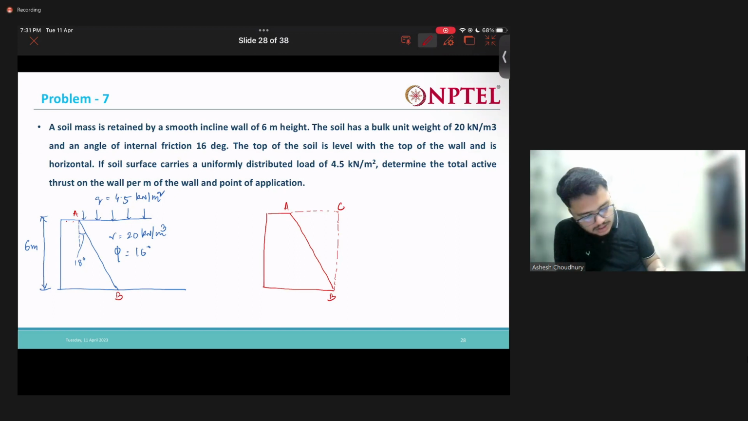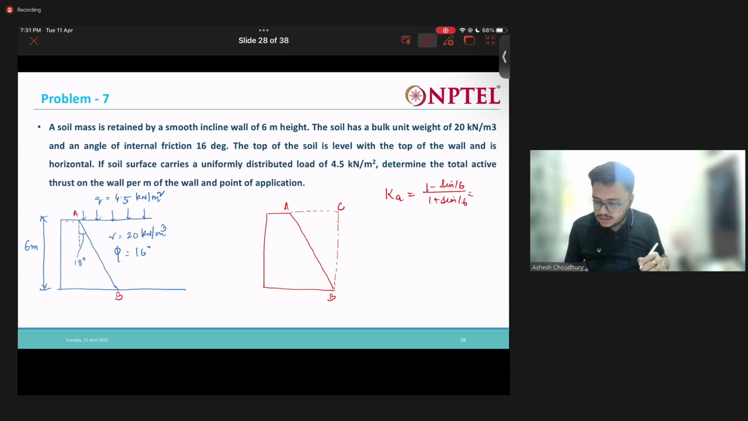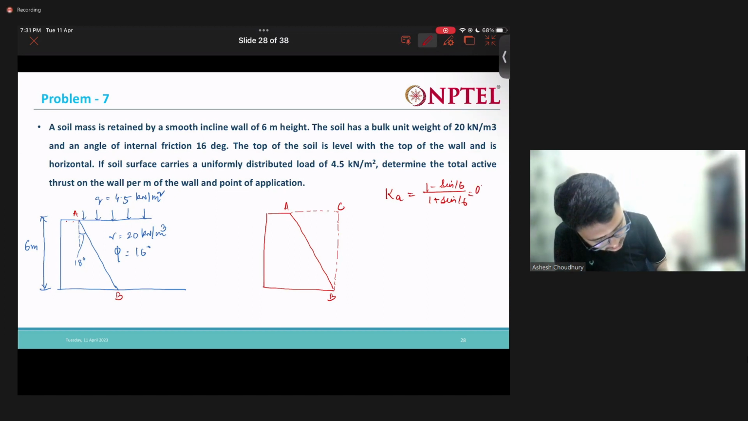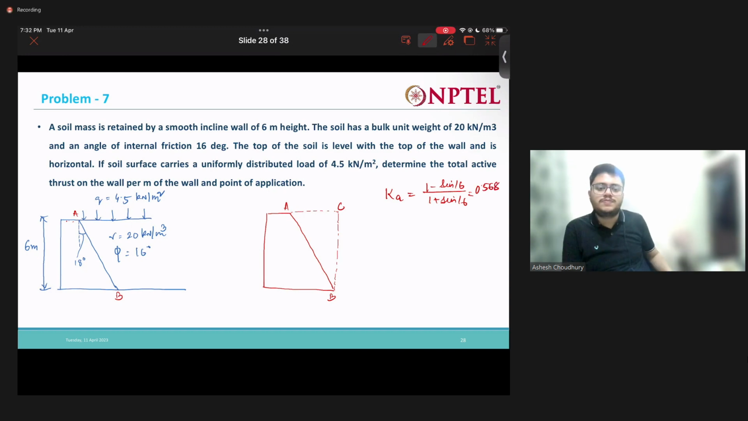So let us first determine the Ka value. So what is the Ka? 1 minus sine 16 by 1 plus sine 16. So what is it? It is 0.568.